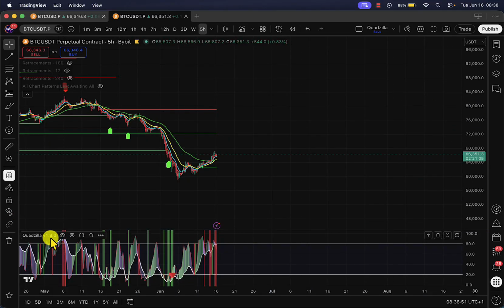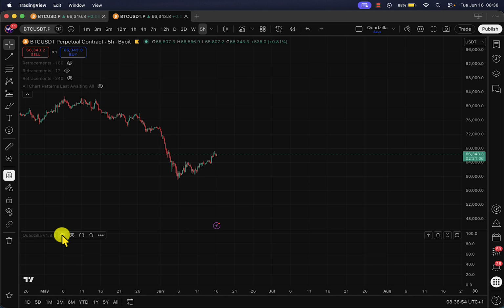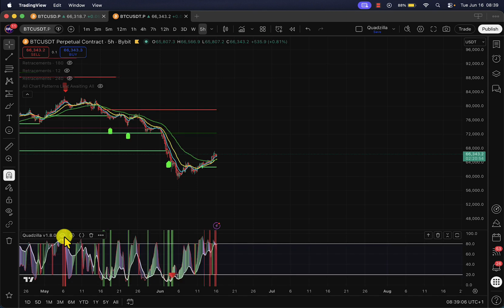My name is Save with Crypto and we're looking at the price of Bitcoin here. It's actually the Bitcoin USDT chart using ByBit as a data source. And what I was looking at yesterday was this chart with our indicator called Quadzilla. Now Quadzilla does a lot of things, but it also adds in these EMAs.